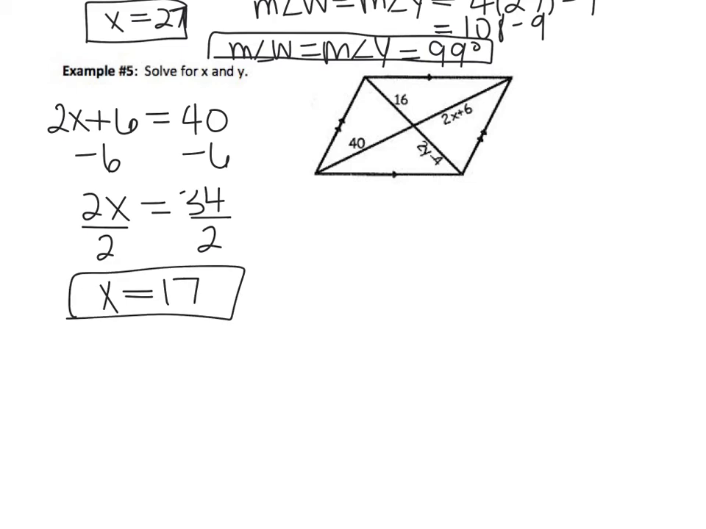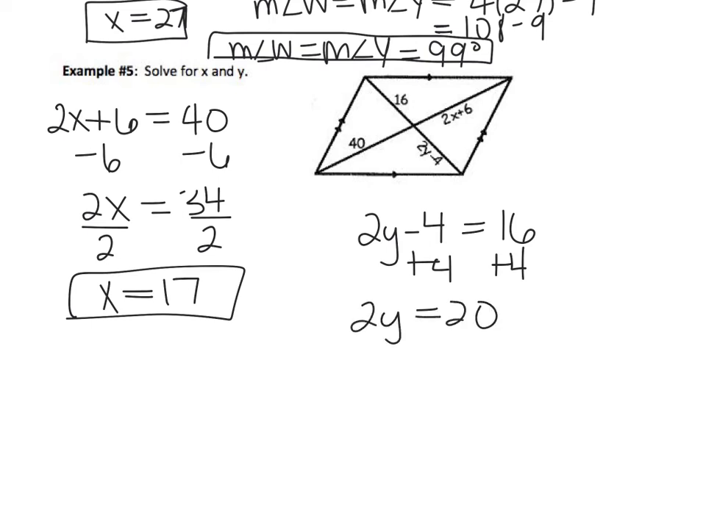In order to solve for y, we know that 2y minus 4 has to equal 16. So we add 4 to both sides. We get 2y equals 20. Divide by 2, and we get that y equals 10.